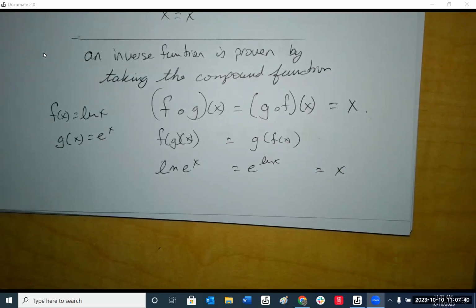Is ln differentiable on its domain? Is ln differentiable for all x greater than 0? Yes, on its domain, because it's a continuous function. Because it is differentiable, its inverse is also differentiable.